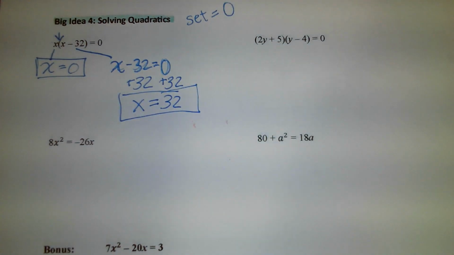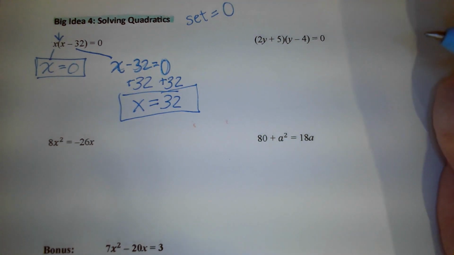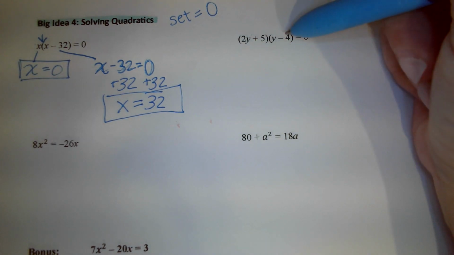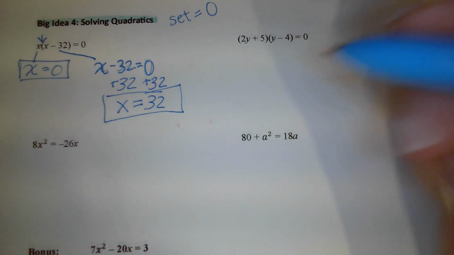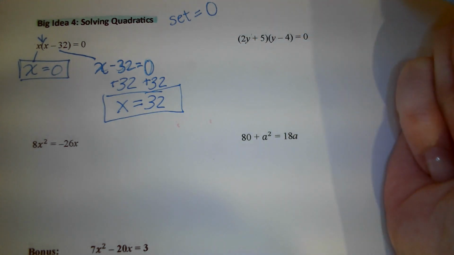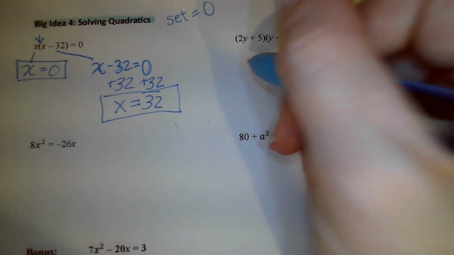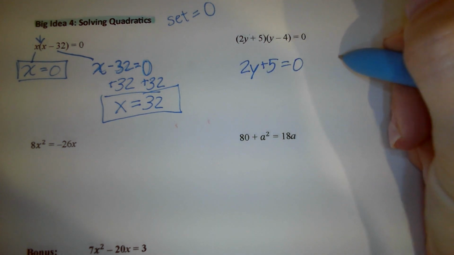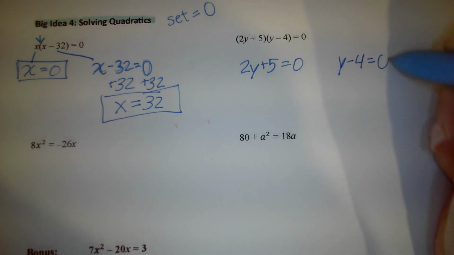So those are both my answer. I need to include both of them to get credit on my test. Now here we actually have two binomials. So we have binomial times binomial. So when this happens, we're going to split them up. 2y plus 5 equals 0 and y minus 4 equals 0.